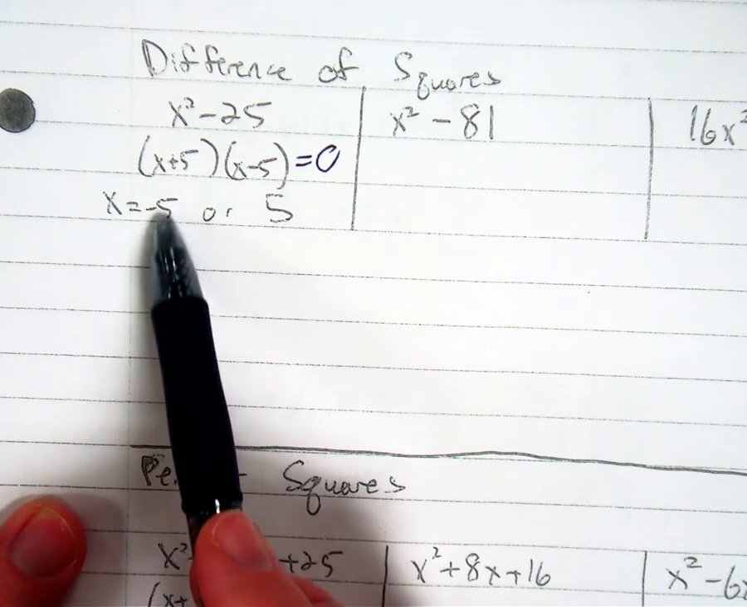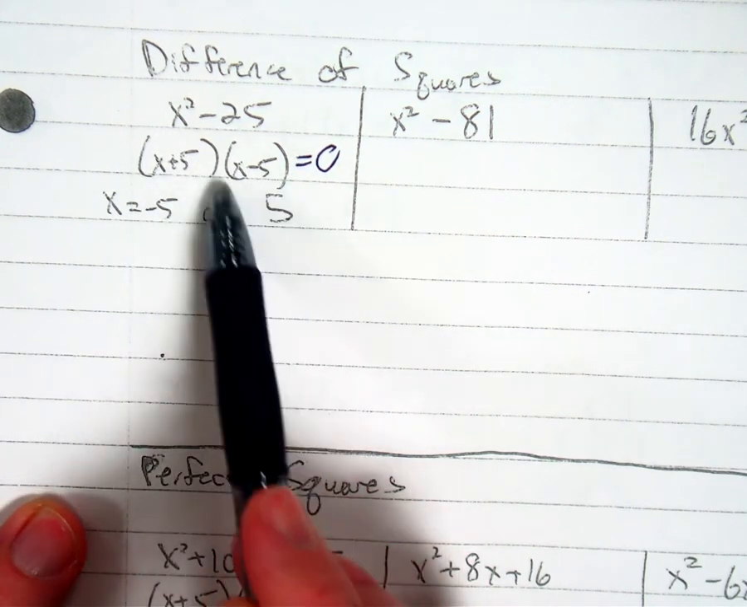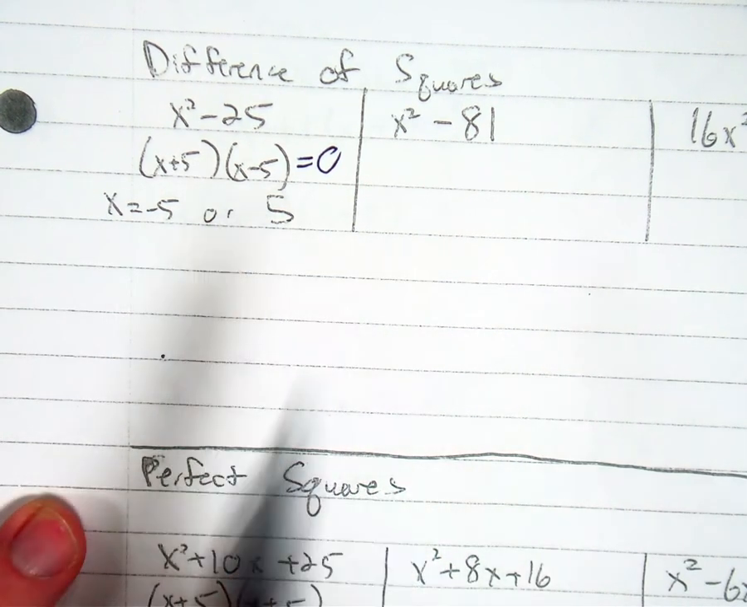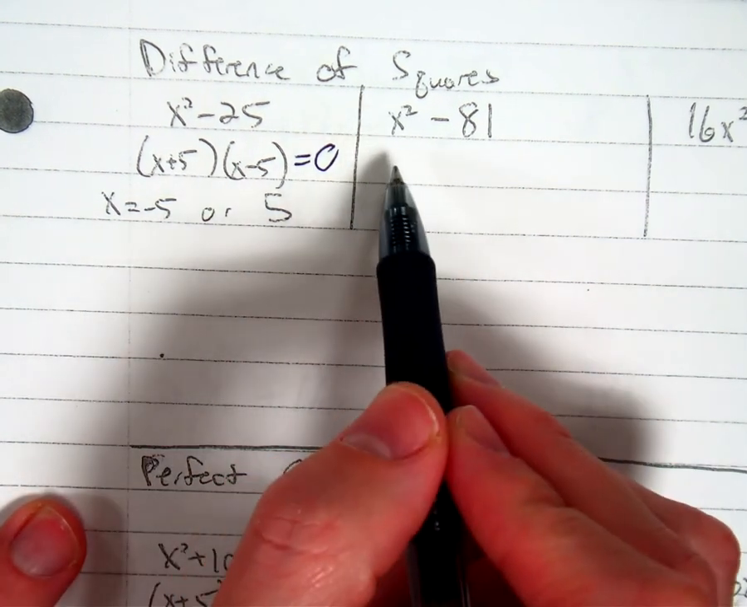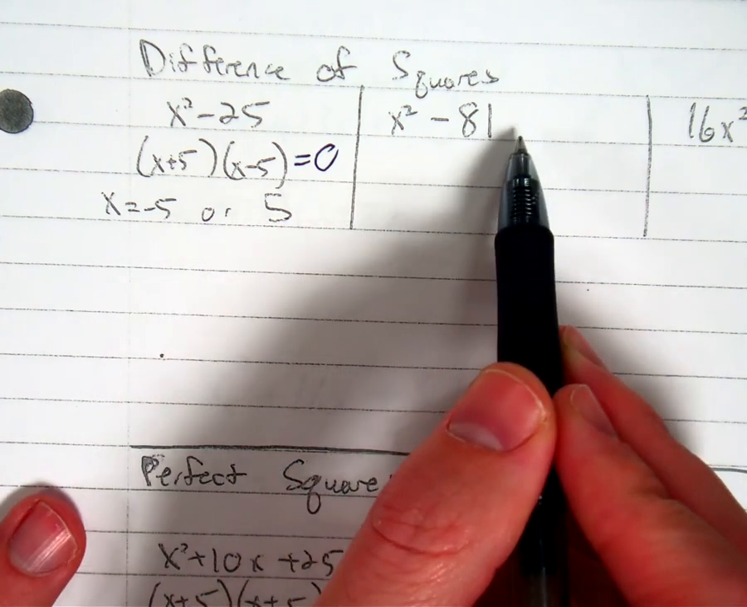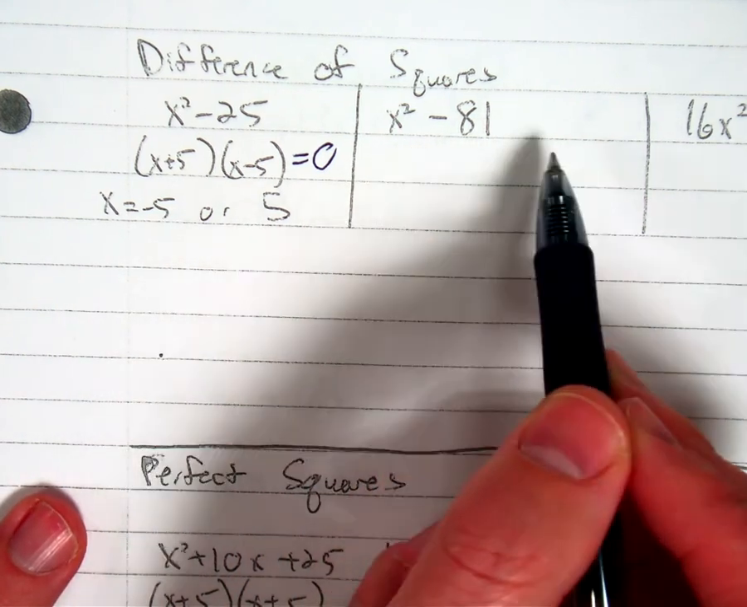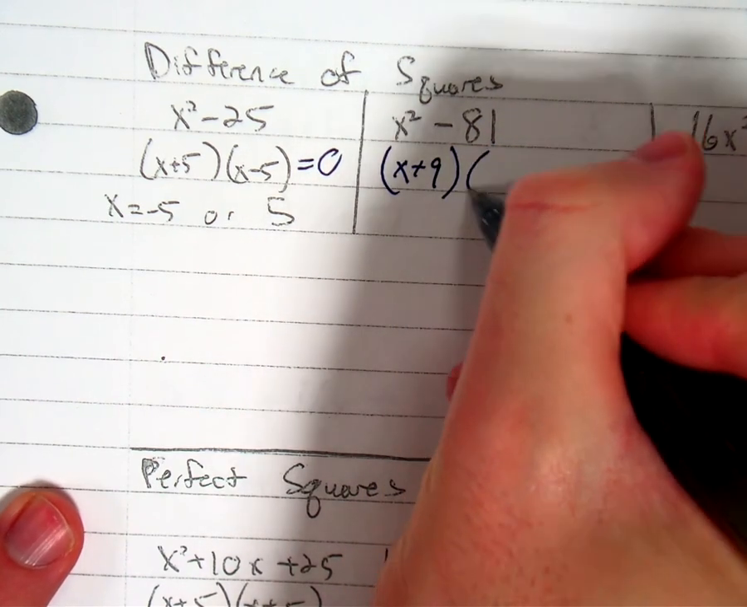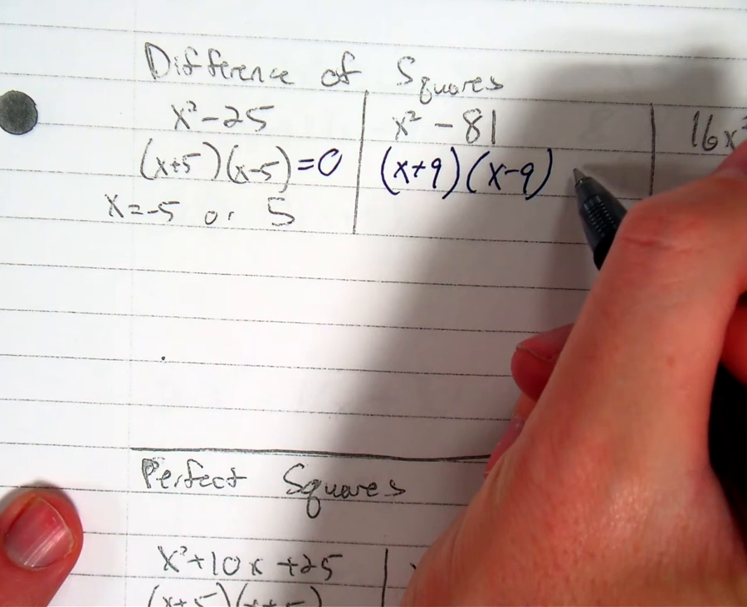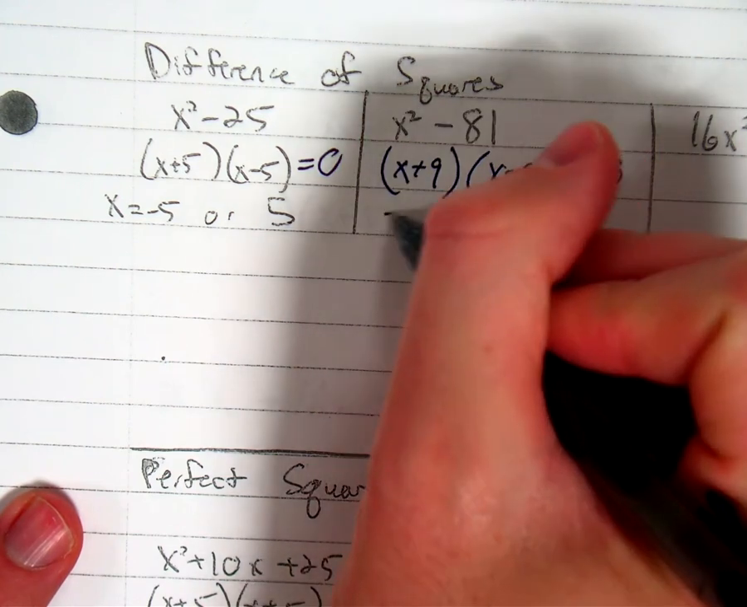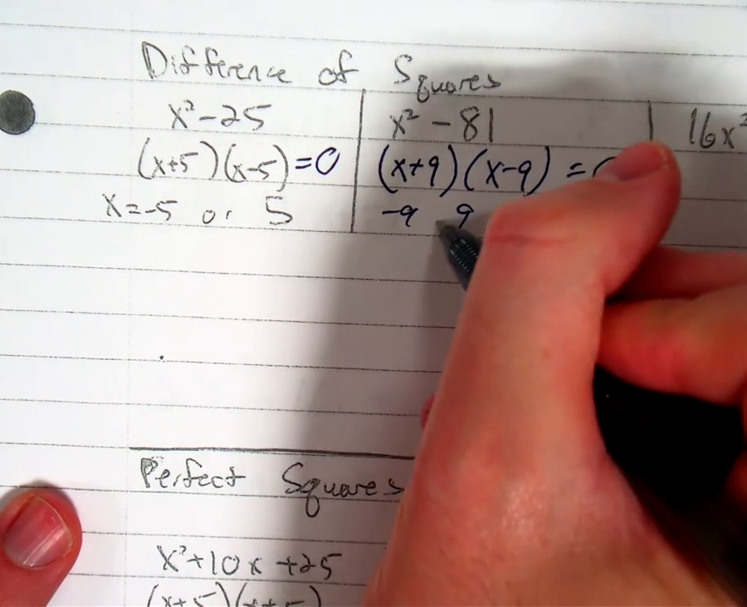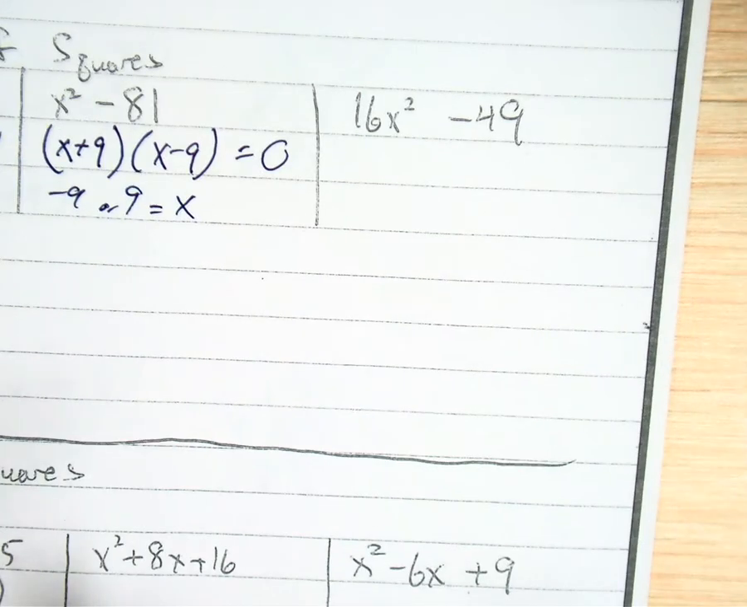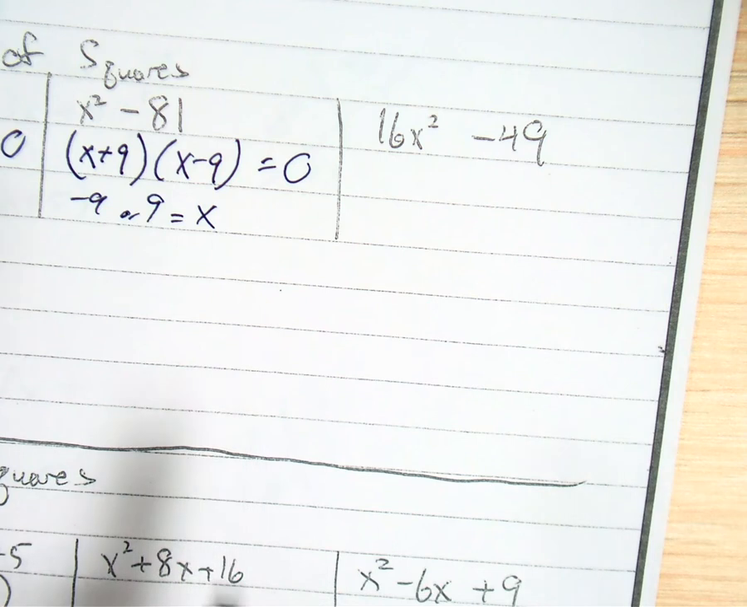What would make this parenthesis equal 0? If x was negative 5. What would make this parenthesis equal 0? If x was positive 5. So these would be your roots, your solutions. Don't overthink this one. What's it going to be? Hopefully we were thinking about x plus 9, x minus 9. And if it was equal to 0, we'd be getting negative 9 and 9 for our x's.